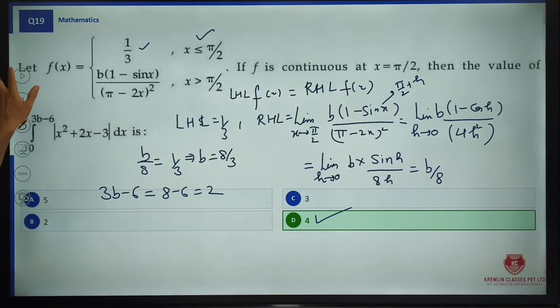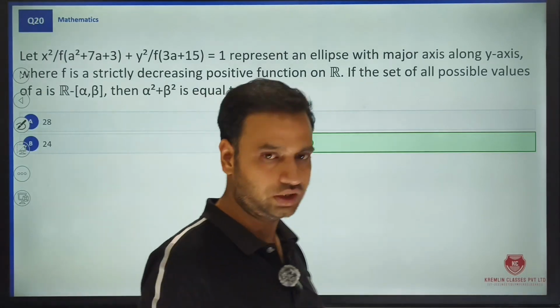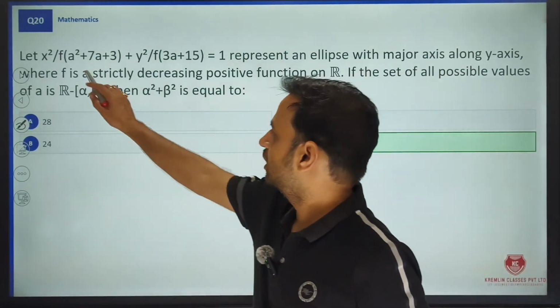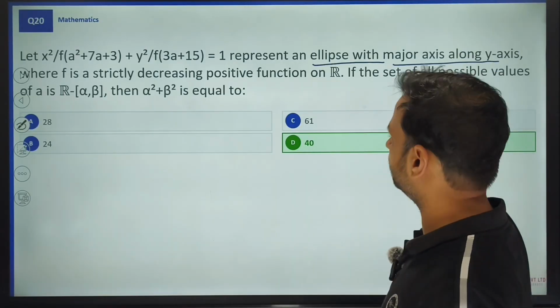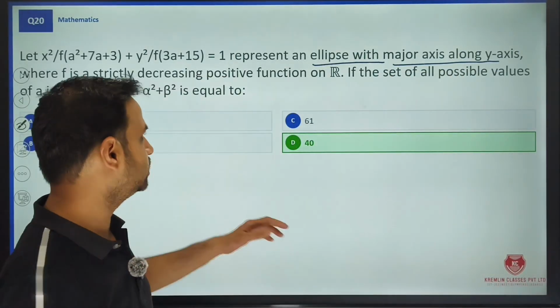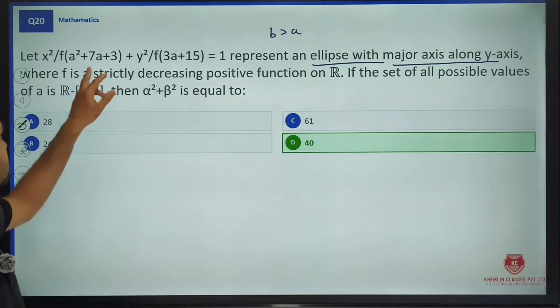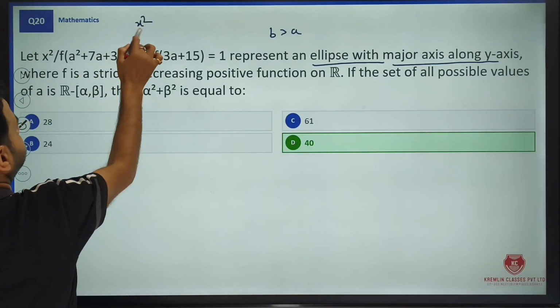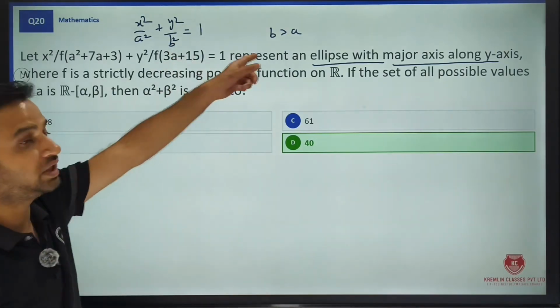We are moving to question number 20 now. Quickly to question number 20. Let us read out the question. Let this function represent an ellipse with major axis along the y-axis. Major axis means it is a case of b greater than a. Okay, this is an ellipse. The standard ellipse is given by this one, and b is greater than a.